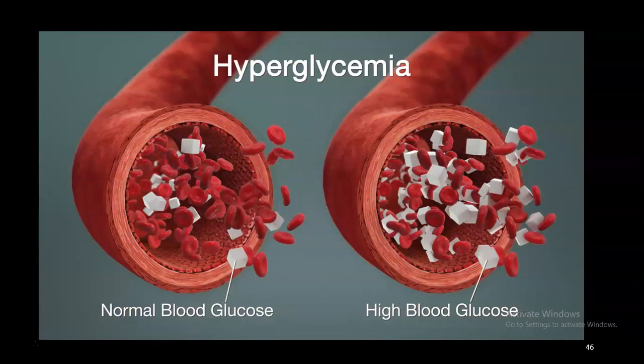So you can see hyperglycemia. We've already seen it from the other picture, but this picture is also talking about hyperglycemia. So normal blood glucose level, you can see few sugar in the blood or normal sugar. So 1, 2, 3, you can count them. But then if you have high blood sugar or hyperglycemia, you have a lot of glucose or a lot of sugar in your bloodstream.